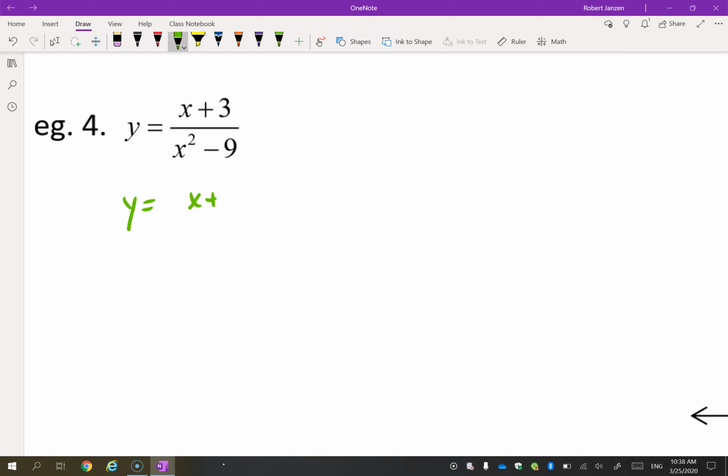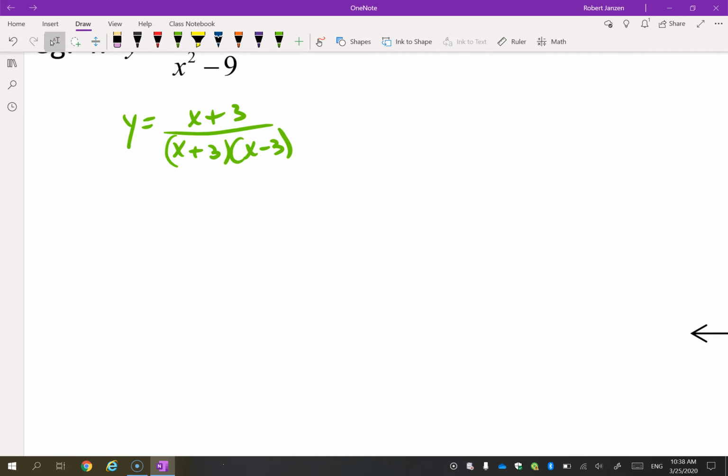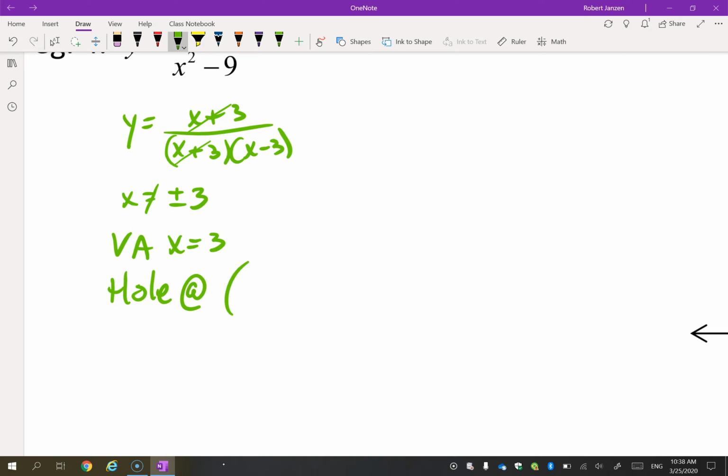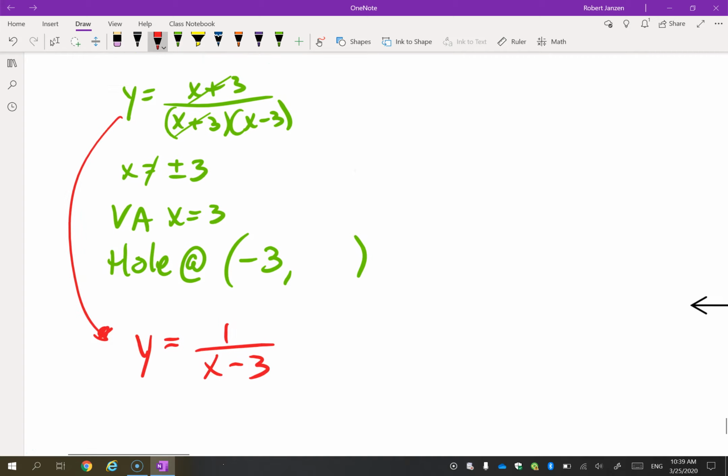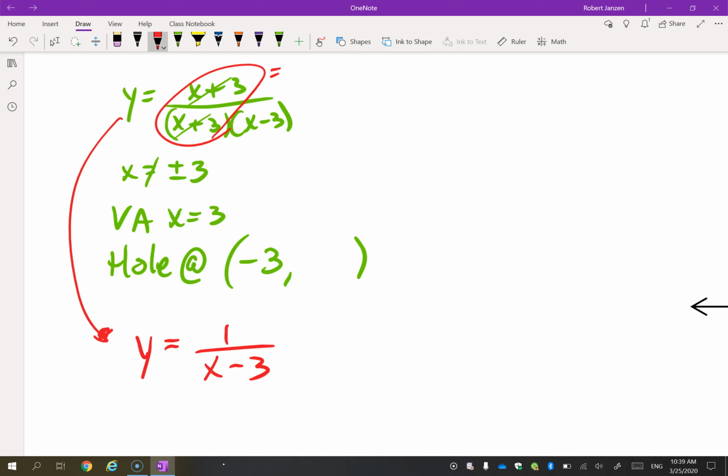y equals (x plus 3) over (x plus 3)(x minus 3). All right, canceling these out. This means we have a vertical asymptote at x equals 3. We have a hole at x equals negative 3, and we've got to figure out the y-value. Okay, what's left when we cancel this out? 1 over x minus 3. Remember, when we cancel this, this equals 1.